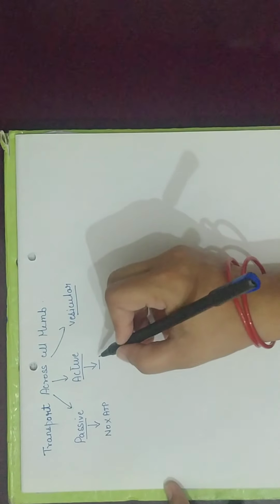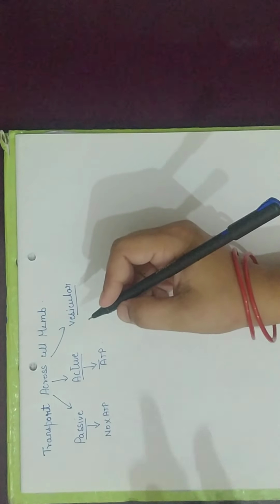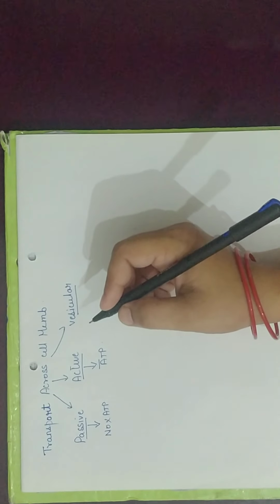In last class, we were discussing the transport across the cell membrane, and we have already studied that transport across the cell membrane can be of three types: passive, active, and vesicular. Passive transport we have already done. It doesn't require any energy, whereas active and vesicular transport require energy in the form of ATP. Today we will discuss active transport.